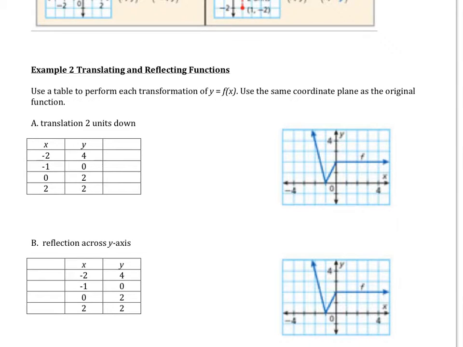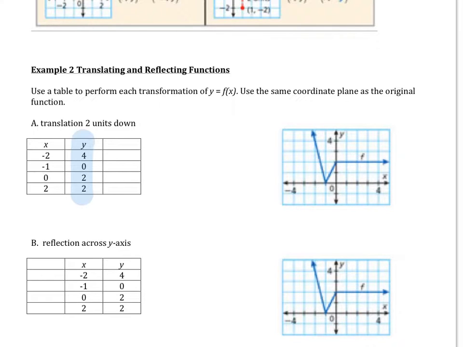So sometimes what we need to do is use a table of values, and then we can perform the transformation that way. It says that in this first one I want to translate 2 units down. So what happened when we move up or down? What was changing? The y. So I don't care too much about the x-coordinates right now. Since I'm going down, I only care about the y.